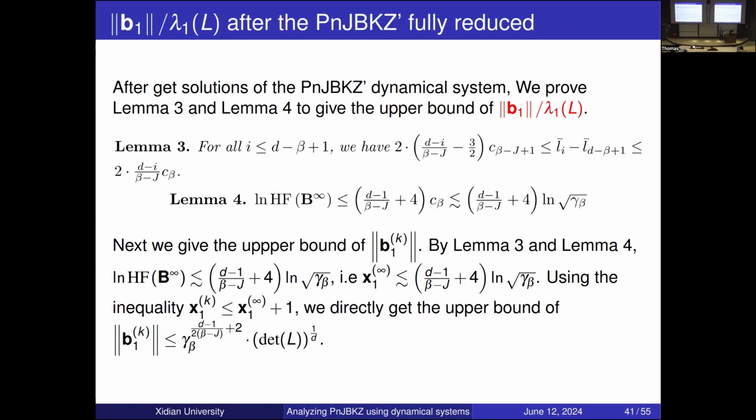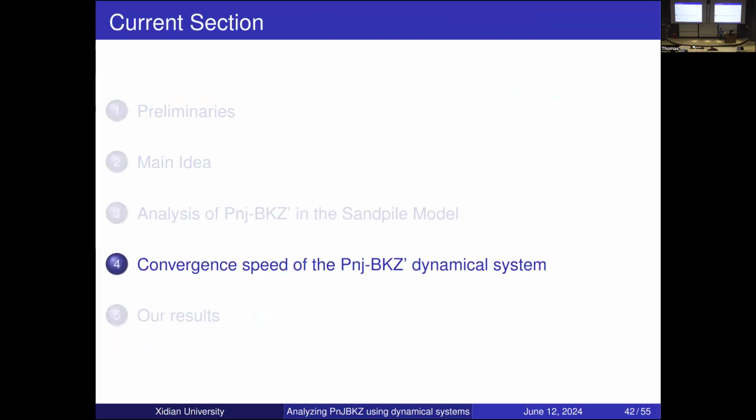After we got the solution, we can give the upper bound of the shortest vector output from a fully PNG-BKZ reduced basis by proving Lemma 3 and Lemma 4. We just got the upper bound. Here comes a natural question: does this dynamic system of PNG-BKZ converge, and if it does converge, does it converge to the solution we gave before, and what is the convergence speed?